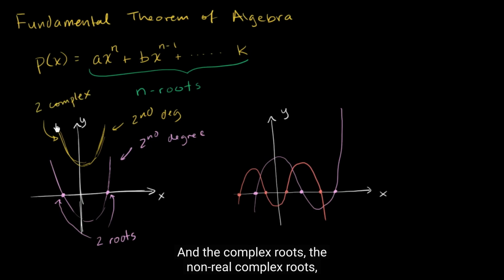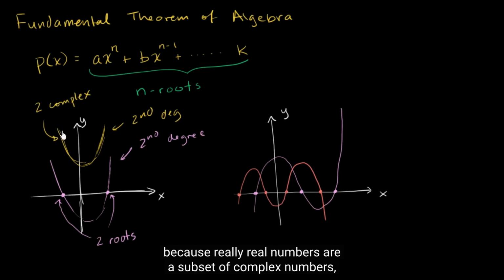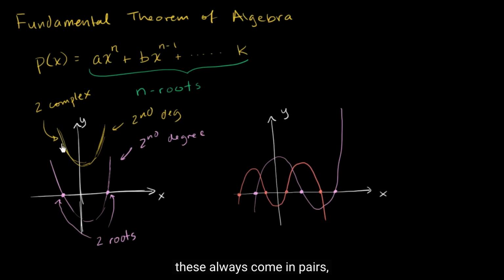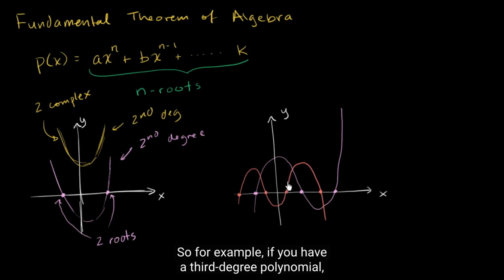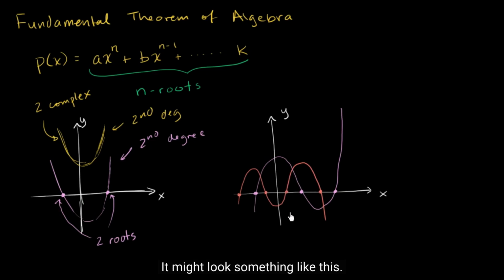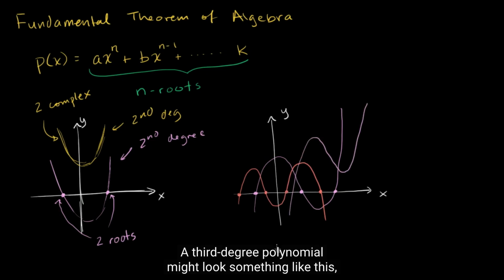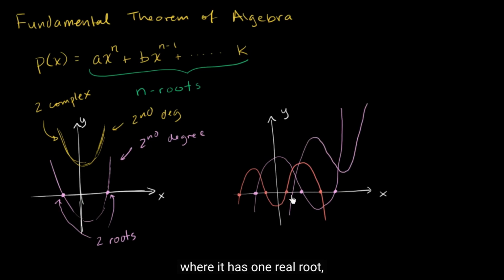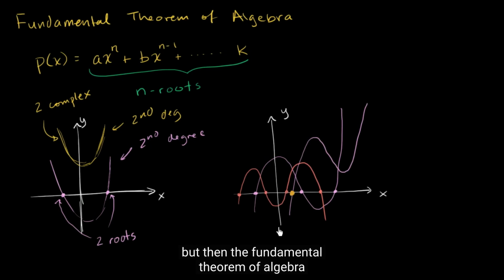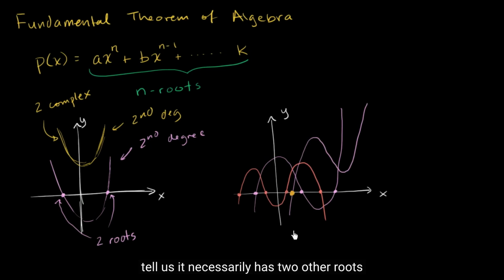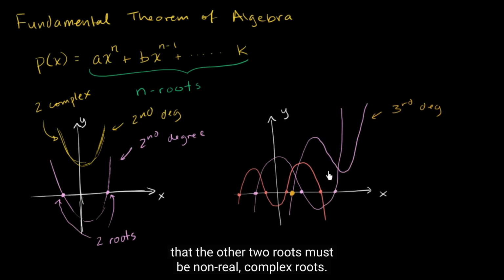And the non-real complex roots, because really real numbers are a subset of complex numbers, always come in pairs. And we'll see that in future videos. So for example, a third degree polynomial might look something like this, where it has 1 real root, but then the fundamental theorem of algebra tells us it necessarily has 2 other roots because it is a third degree. So we know that the other 2 roots must be non-real complex roots.